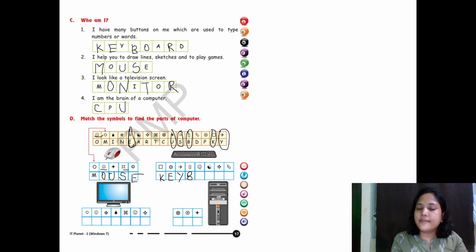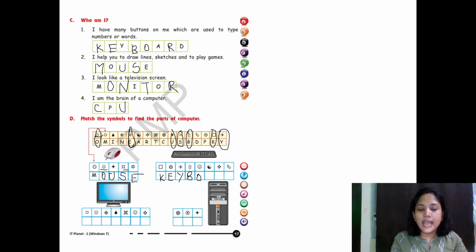Now again I have got a smiley. So what is the meaning of smiley? Yes, it is O. So I will write O here. Keyboard. I know you know the word, but let us find the symbol. It is much fun.